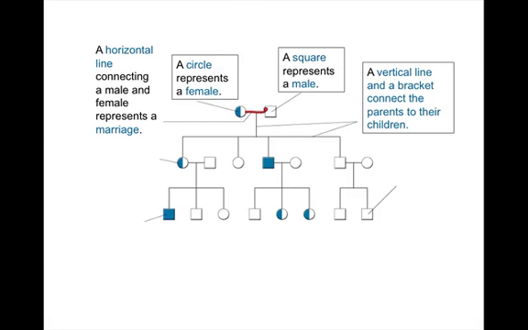A vertical line and a bracket connect the parents to their children. So the vertical line and this particular bracket here indicate that these are the 4 children from this particular set of parents.